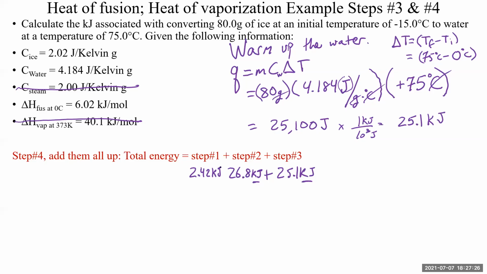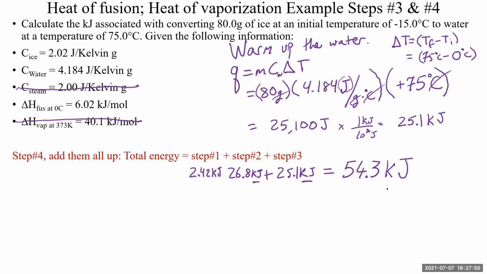You know what? Let's just make it 2.4. Well, whatever. Who needs that 2/100ths of a kilojoule anyway, right? Okay, so 2.42 plus 26.8 plus 25.1 gets us 54.3. I'm just going to ignore that last digit.